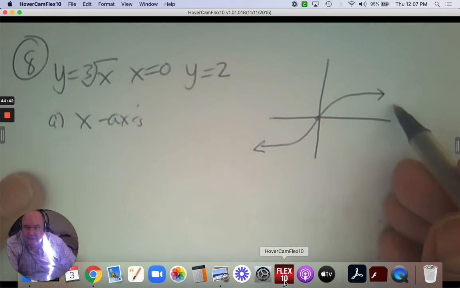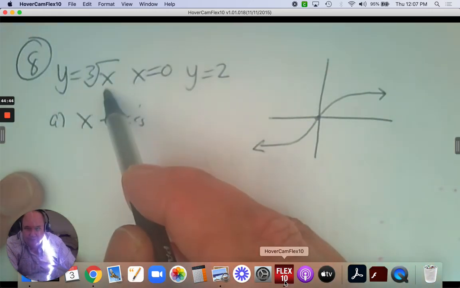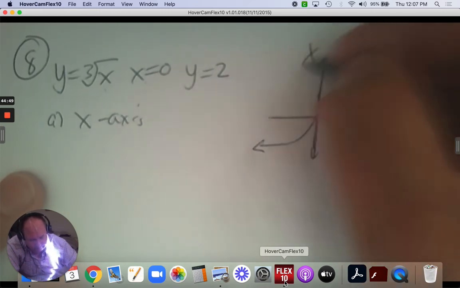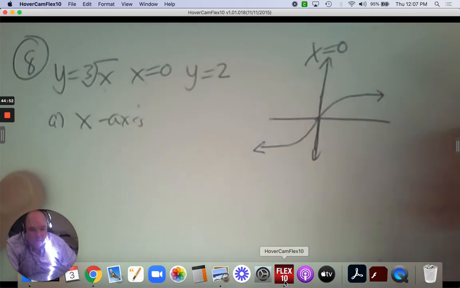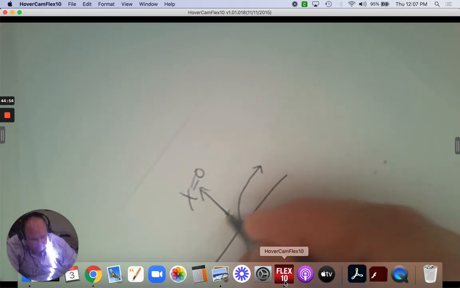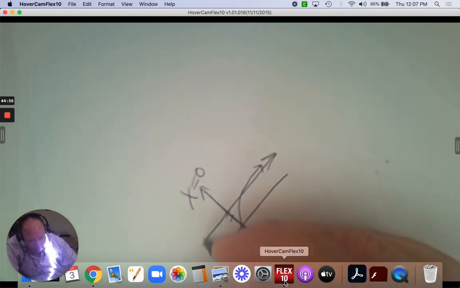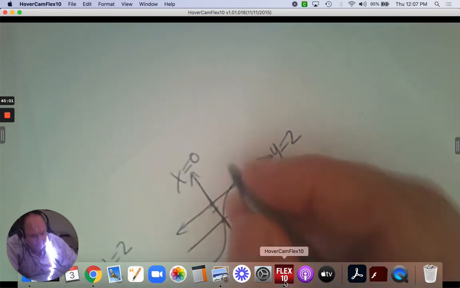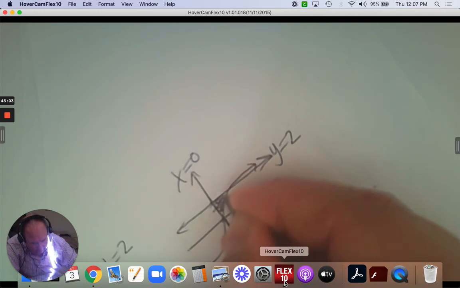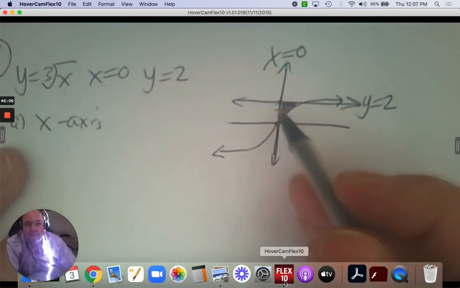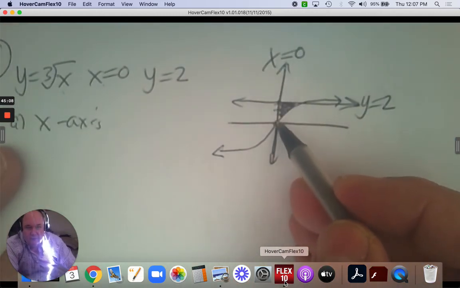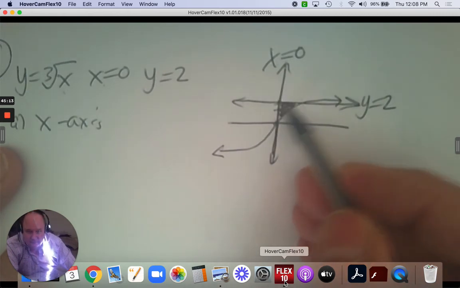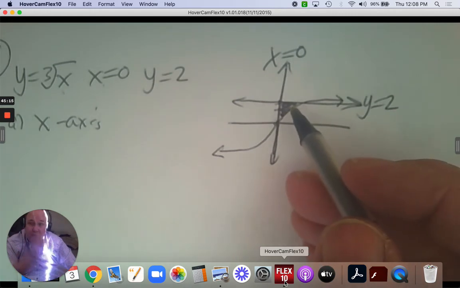That's the picture of x cubed, or cube root of x. Then x equals 0, that's here, that's the y-axis. And y equals 2, that's y equals 2. So what's the area trapped by all three? There it is. And then fill it in. So you have the cube root function, x equals 0, y equals 2, and then fill in the area that's trapped by all three sides.